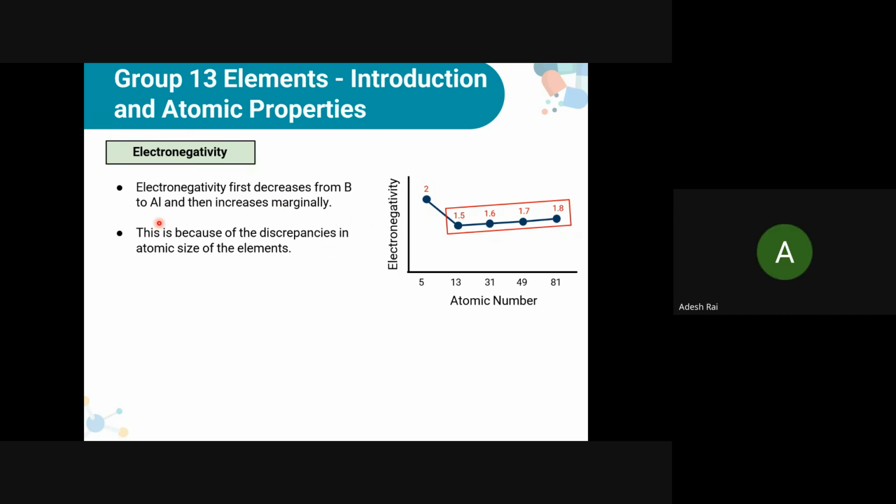See, what is the logic here? I don't think you heard that point: you don't have to remember the trend for electronegativity in other groups, just the general trend.